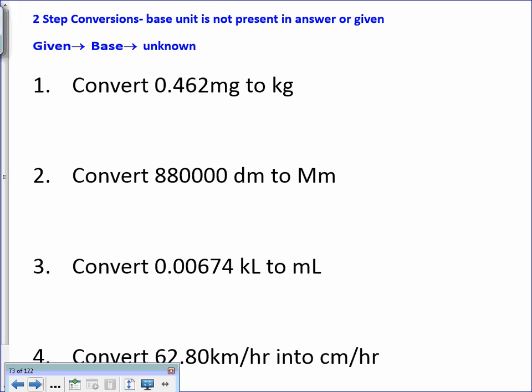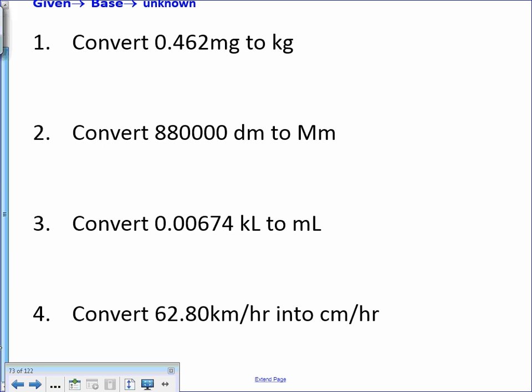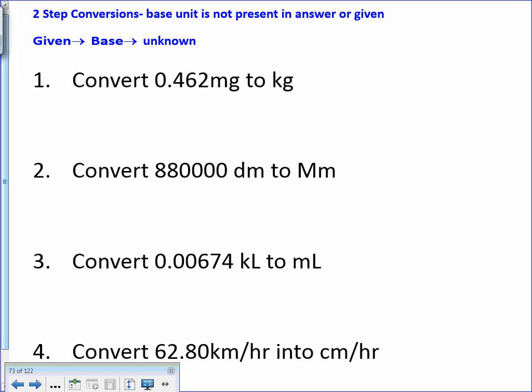Okay, so these are the ones that we kind of already accomplished. It says you have to go from the given to the base, which is B as in meter, liter, or gram, but you don't have to. You can go all the way, and we kind of already did one like that. So let's just do number 2, just to make sure we're good with that, and I'll move on.